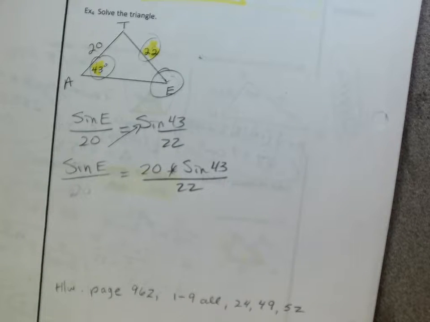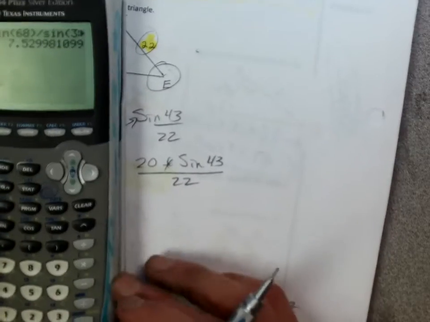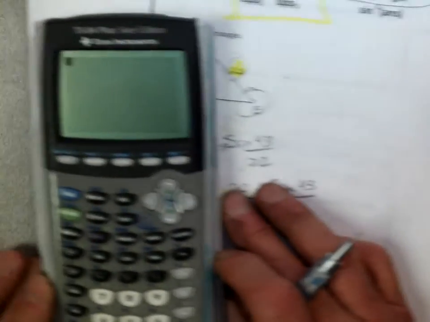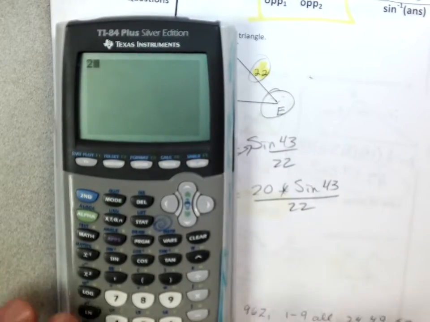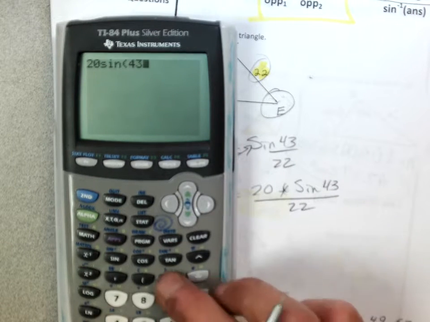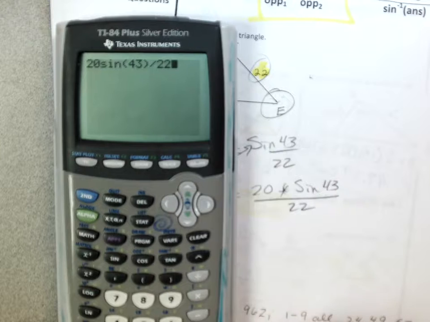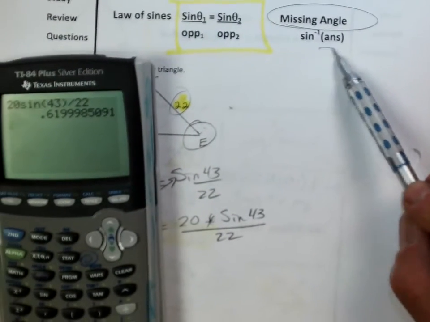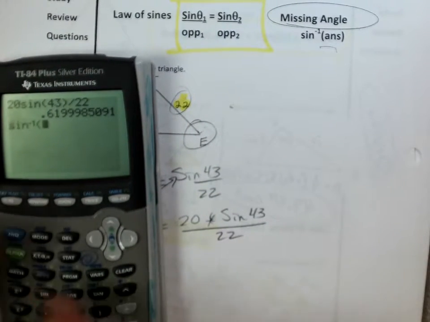How am I doing? So let's use my calculator. Let's just go ahead and type that in. Shift over there so you can see. I'm just going to go 20 times the sine of 43 divided by 22, and I get a decimal. That can't be an angle, can it? Inverse, because we're looking for the angle. If we want the angle, we need the inverse. So I'm going to take the sine inverse of that answer.